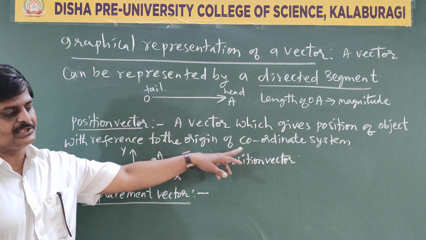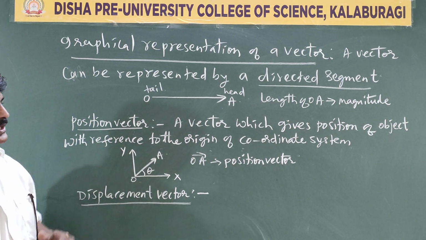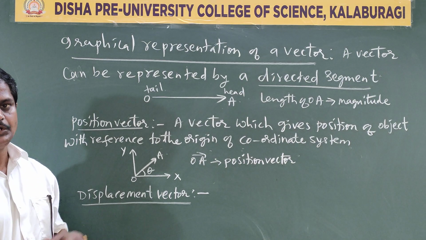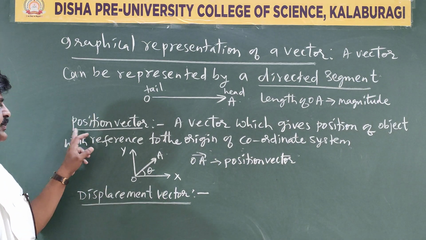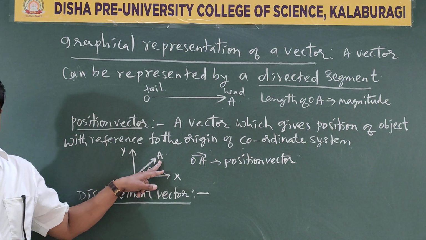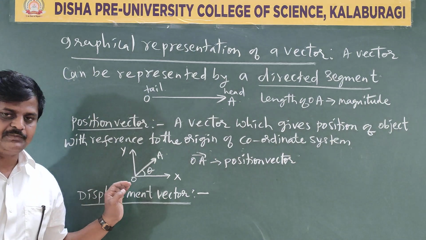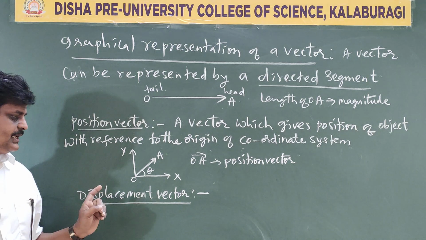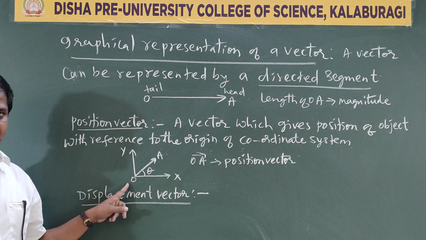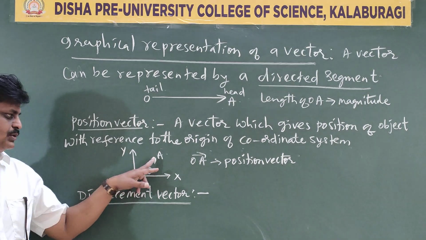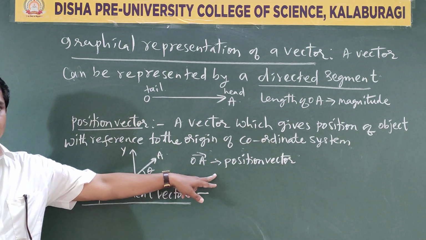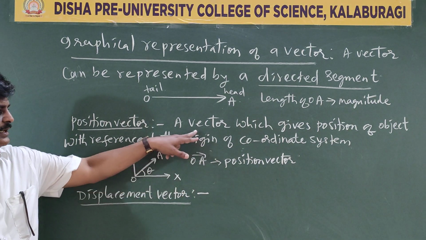And here also what is being used? The coordinate system. Once again, a vector which gives the position of an object with reference to the origin of a coordinate system is called what? Position vector. Just see, our object is A. To locate the position of the object on the surface, I used the two reference axes and this is the origin. When I join the origin to the point A, that OA becomes what? Position vector. Now you concentrate on the definition.